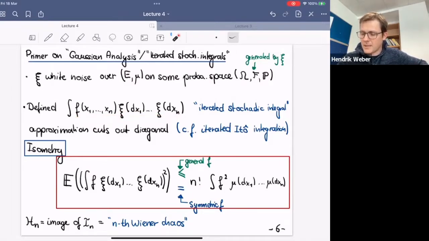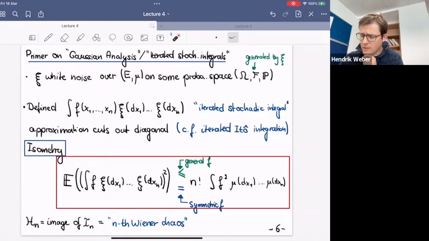And then we defined these iterated stochastic integrals, n-fold stochastic integrals, and the point of the definition that I made is that this is defined by an approximation that cuts out the diagonal. And you should really think of this as, if you want, an iterated Ito integral, which also Ito integrals kind of don't see the diagonal, right? You always look into the future.